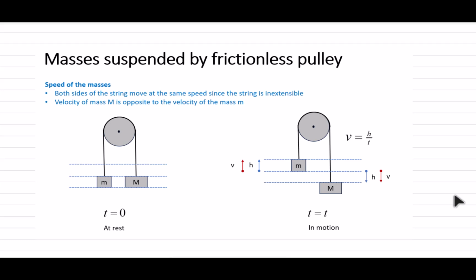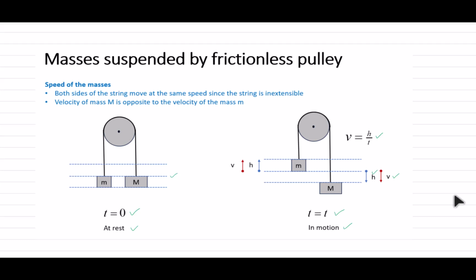Before we proceed any further, it's important to understand the speed of the masses when they are in motion. Let's say at time t equal to 0, when the two objects are at rest, they are at a certain height with respect to the ground or the pulley. As soon as the two objects are set in motion, after a duration of time t, object 2 would have traveled a distance of h in time t, and therefore its speed will be given by the expression h over t.